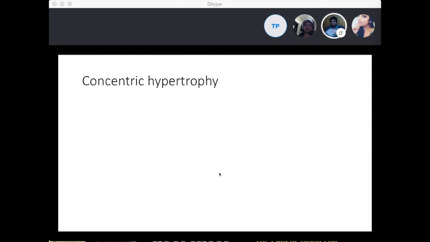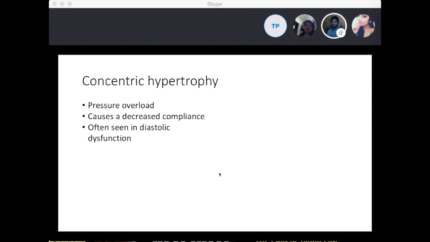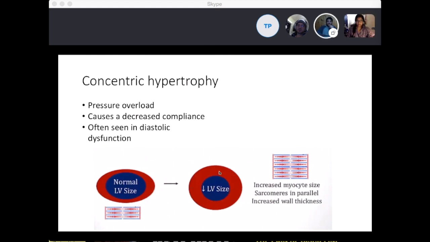In concentric hypertrophy, what happens? The sarcomeres line up in parallel. Correct, because the heart is having difficulty pushing through a high pressure system, so systemic vascular resistance is pushing against it. So you have a pressure overload that causes a decrease in compliance, and this is often seen in diastolic dysfunction. In this case, you're going to have a normal left ventricle size, but the pressure is so high that it increases the wall thickness, and that's due to concentric hypertrophy.